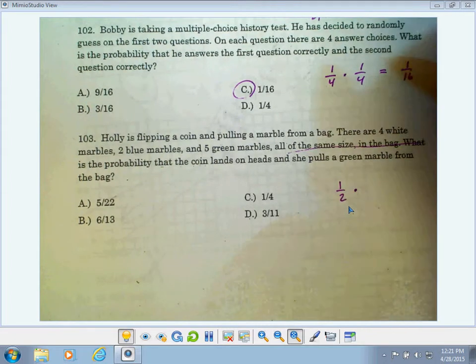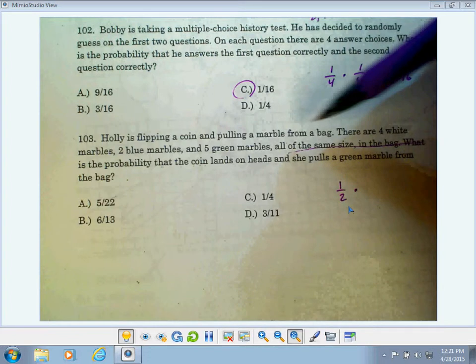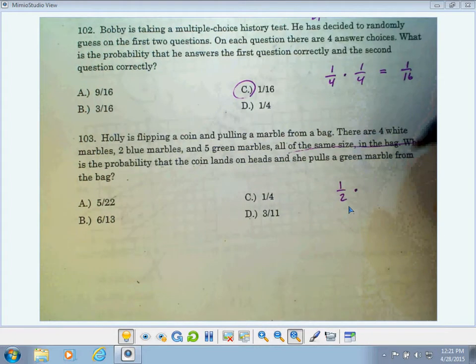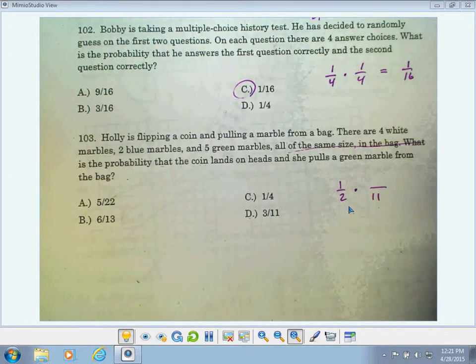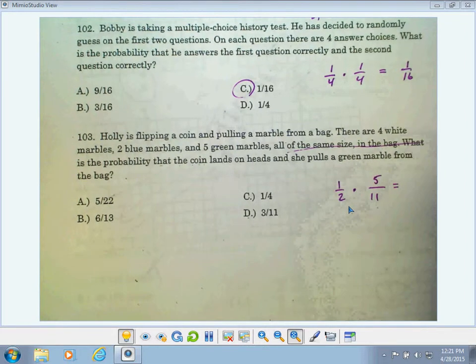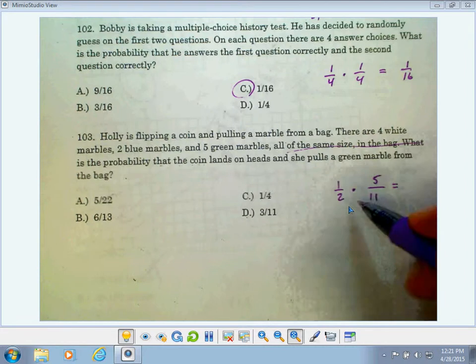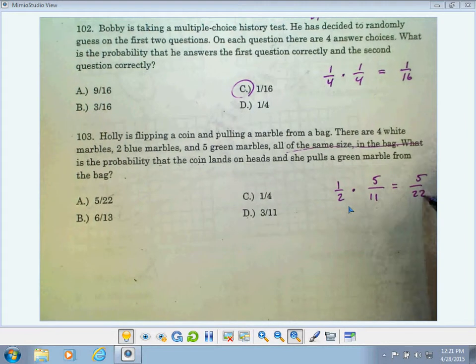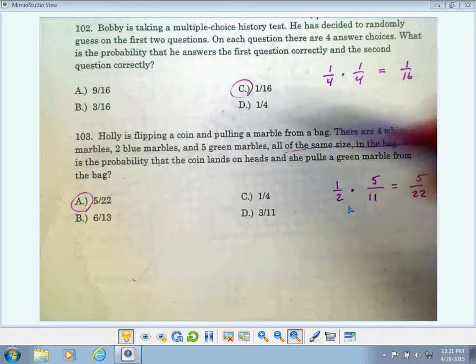Okay, so we need to know how many total marbles. 4, 2, and 5. That's 11 total marbles, and there are 5 green ones. So if we multiply them across, it would be 5 out of 22. That answer's A.